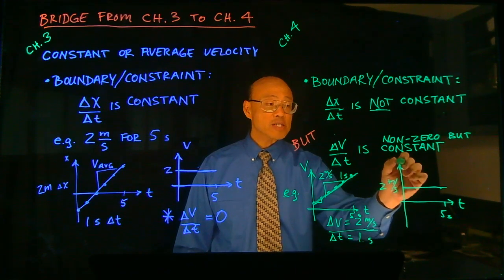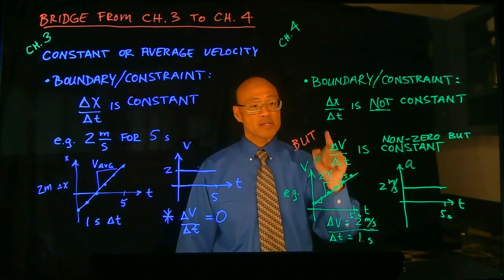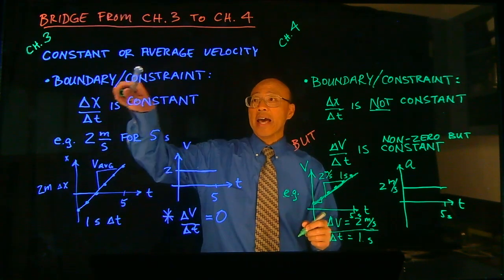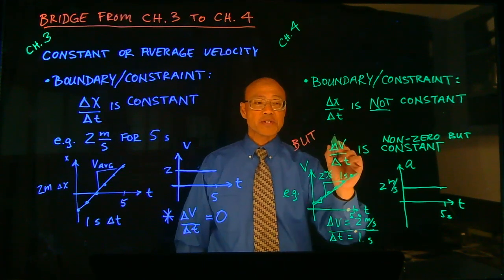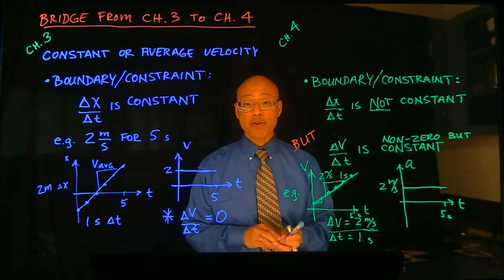Chapter 4 talks about acceleration. Acceleration is delta v over delta t, and it's the average acceleration, just like we have an average velocity of delta x over delta t. Average acceleration is delta v over delta t. Welcome to Chapter 4.